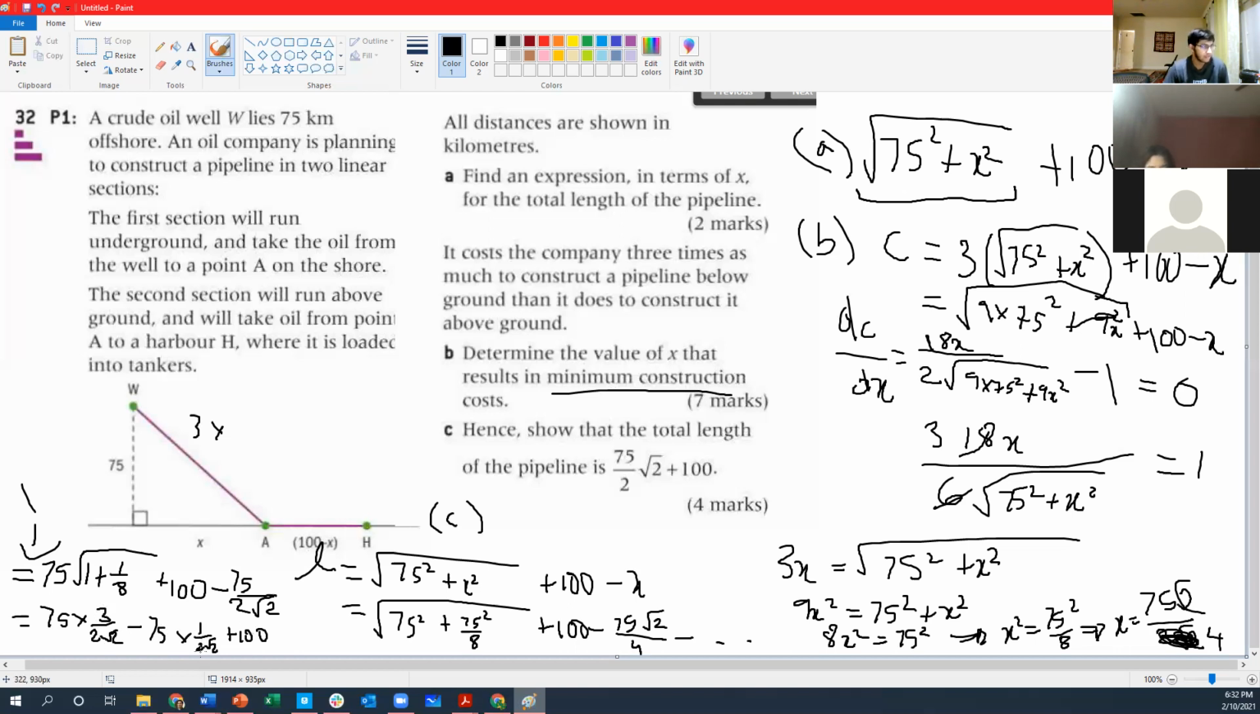And then obviously, once we simplify this, this is 3 over 2 root 2 minus 1 over 2 root 2, which is just 2 over 2 root 2, which is just 75 over root 2, plus 100, of course. And then knowing that if you rationalize 1 over root 2, that's root 2 over 2, you can write this as 75 root 2 on 2 plus 100. And there you go. Now you've shown that the total length of the pipeline is 75 root 2 over 2 plus 100. Good? Okay, great.